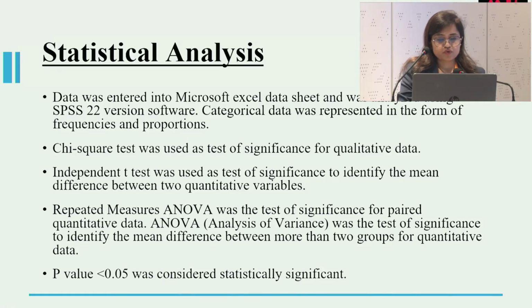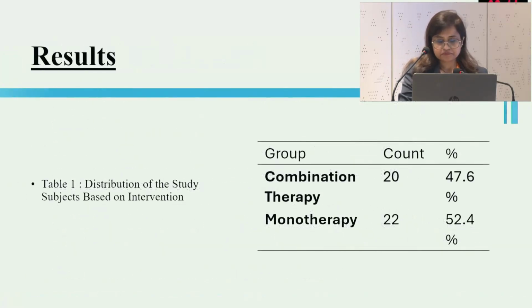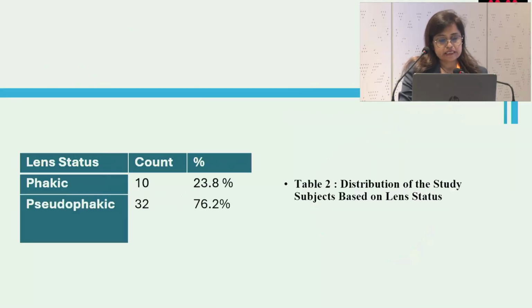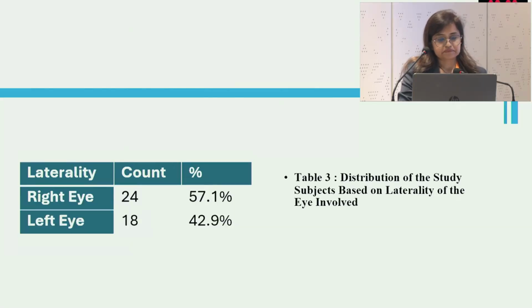Chi-square test was used for qualitative data. Independent t-test was used to identify the mean difference between two quantitative variables, and repeated measures ANOVA was used for paired quantitative data. So the results: 20 eyes received combination therapy, 22 eyes received monotherapy. Around 45% of the subjects were females, rest 55% were males. 10 of the 42 eyes were phakic, rest 32 were pseudophakic.